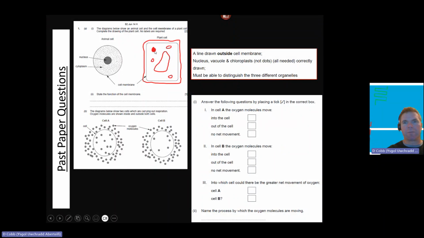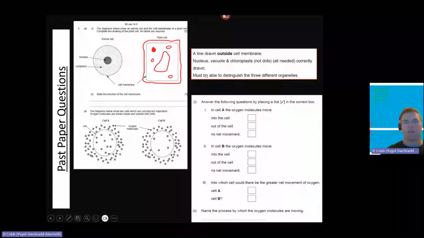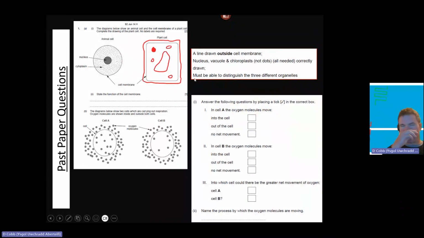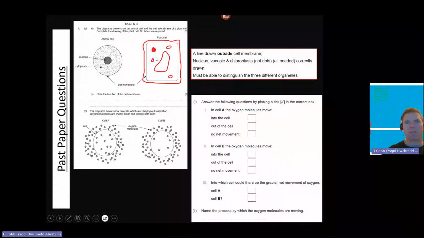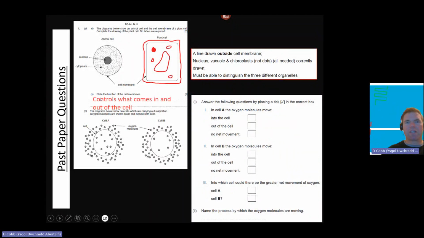You need to have the nucleus, a vacuole and chloroplasts, a large vacuole there, and chloroplasts, correctly drawn. I must be able to identify which is which, so I've shaded in the nucleus to make it look different. The vacuole is big, and 3 smaller ones, which must be the chloroplasts. Function of the cell membrane: it controls what comes in and out of the cell.